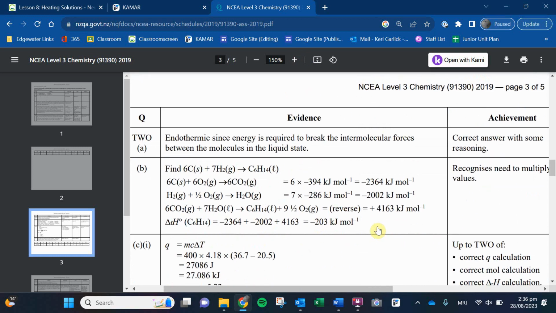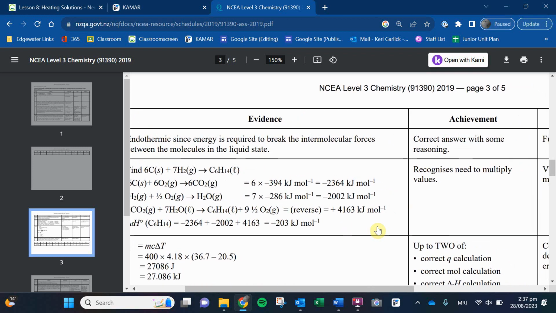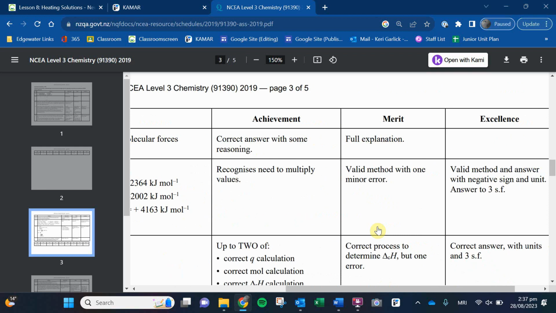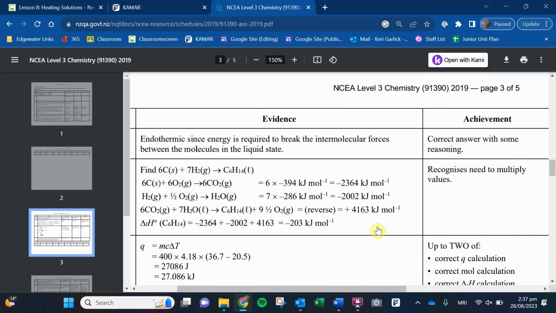Question 2, first part A. This is an endothermic reaction. If you're able to identify that with some reasoning, you were able to get an achieve point. For the merit, they wanted the full explanation. So they wanted details in the fact that you are going to need this to break intermolecular forces between the molecules in the liquid state to get it to a gas. So they wanted that detail. So make sure you have the forces in there. It's actually a pretty easy merit point, I would say.